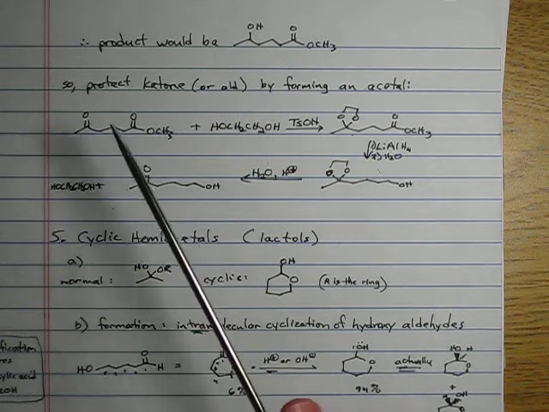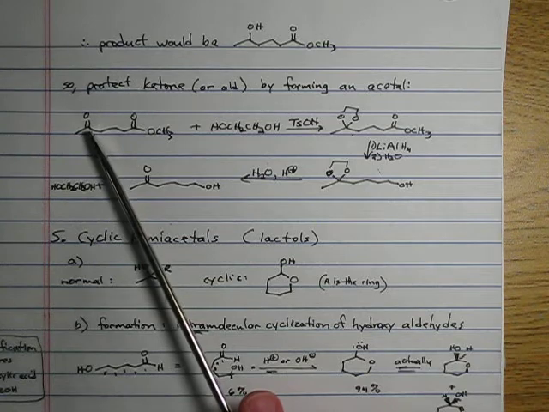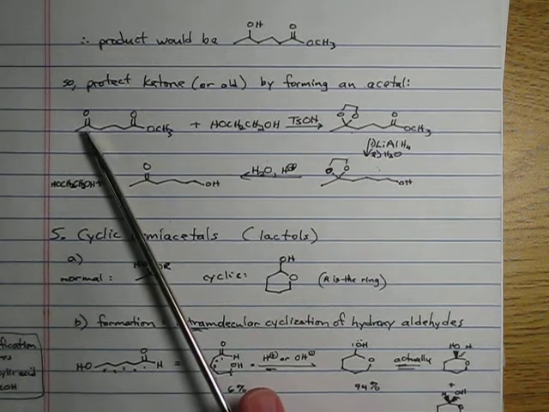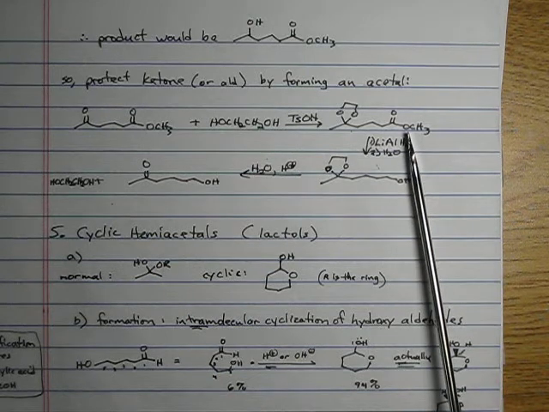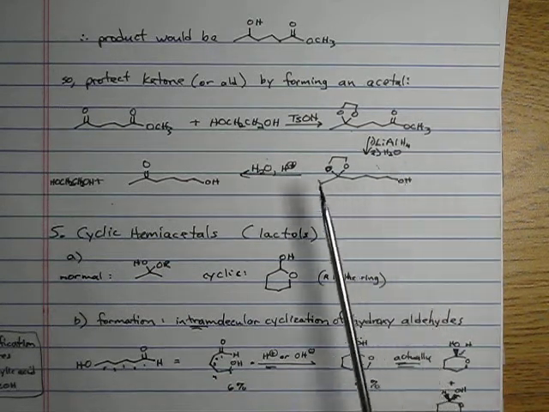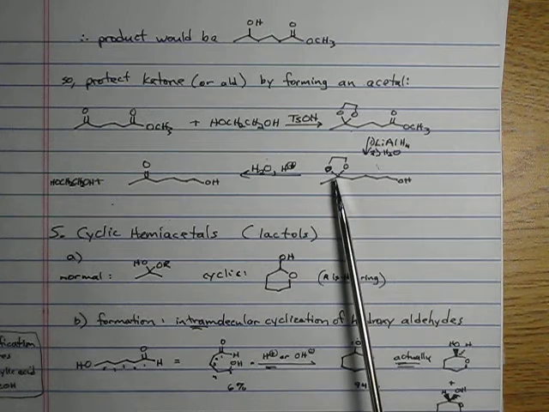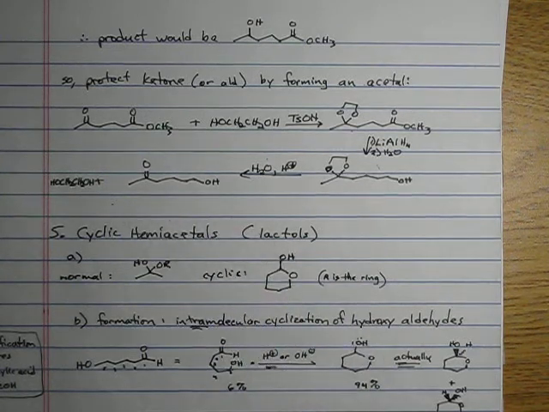So protect the ketone or aldehyde by making an acetal. Do the reduction on the other carbonyl. Deprotect the acetal to form our ketone or aldehyde again. Okay.